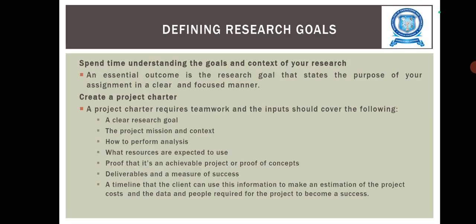Next we are going to see how to spend time understanding the goals and context of your research. That means an essential outcome is the research goal that states the purpose of your assignment in a clear and focused manner. Understanding the business goals and context is critical for project success. Continue asking questions and devising examples until you grasp the exact business expectations, identify how your project fits in the bigger picture, appreciate how your research is going to change the business and understand how they will use your results.